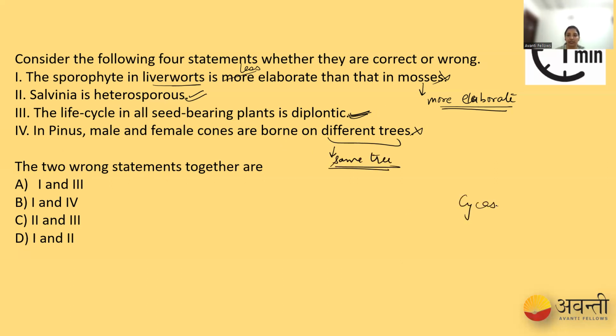Cycas is dioecious. In Cycas, you will observe the male and female cones on different trees or different plants. But in case of Pinus, you will observe the male and female cones on the same tree or the same plant because Pinus is monoecious. Remember this. So statement 1 is wrong and statement 4 is wrong. So the correct option is B, that is 1 and 4.